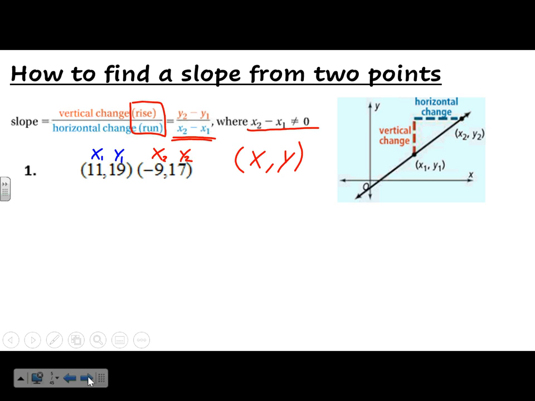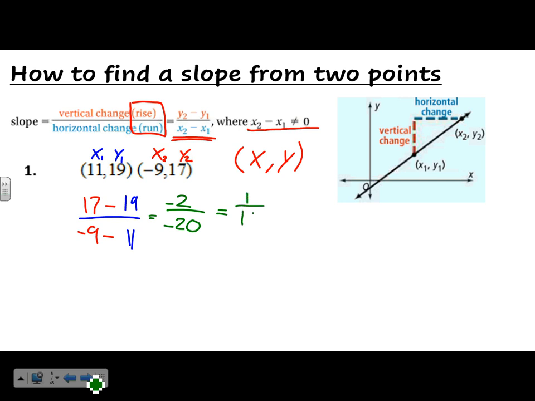But from here, the formula, y2 minus y1, so 17 minus y1 is 19, over x2 minus x1. Now, my other word of wisdom from here is just use a calculator. I know some of you guys are really good with negatives, but it gets really confusing when we have so many negatives and so many minus signs. So if I were you, just type 17 minus 19 in your calculator, that will not lie to you. That's negative 2. Negative 9 minus 11 is negative 20. And then reduce this fraction. Negative 2 over negative 20 is positive 1 over positive 10.